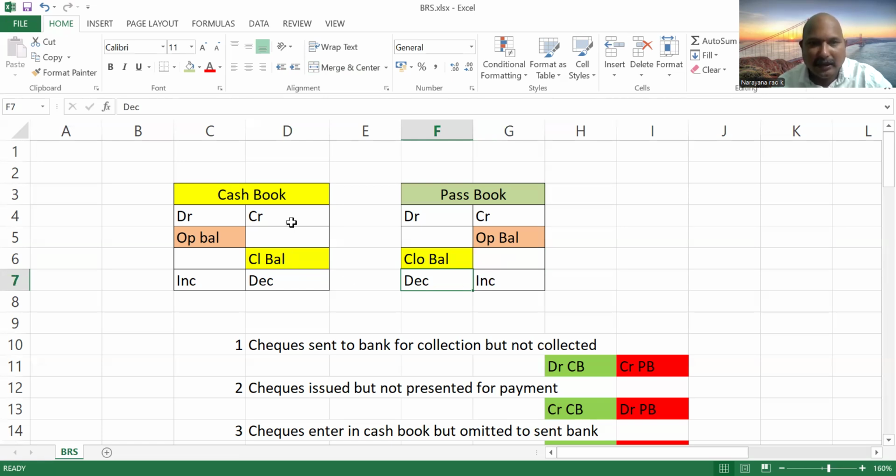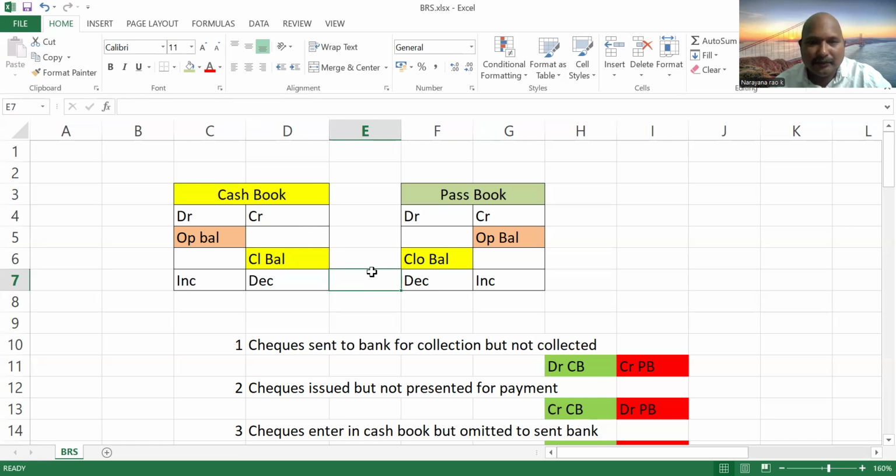Because in our view, the bank is an asset. When we deposit an amount in the bank, the bank has to pay it to us. It is a liability to the bank. That's why the balances are posted on the opposite sides, because the cash book is prepared by us and the passbook is prepared by the bank.